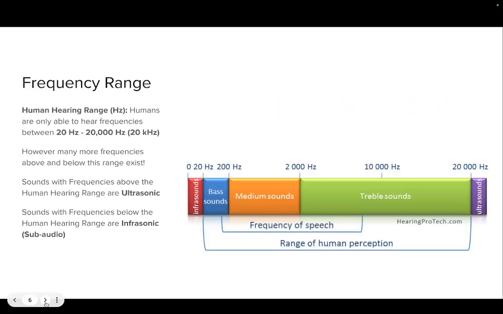The human hearing range is important to understand as listeners and musicians. Humans are only able to hear frequencies between 20 and 20,000 hertz. However, many more frequencies above and below this range exist. There are many, many sounds in the world around us. We are only able to perceive pitch between 20 and 20,000 hertz. Sounds with frequencies above the human range are considered to be ultrasonic. Sounds with frequencies below the human range are infrasonic or subaudio. We will see how all of these frequencies are useful to us as audio engineers and creators of music.